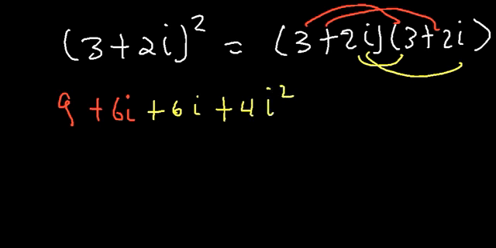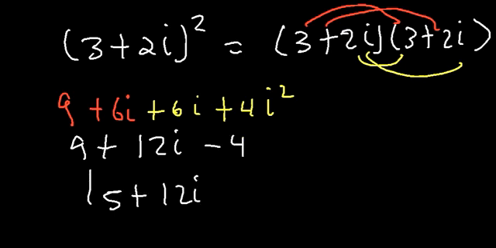And then follow the same steps. So 6i and 6i is 12i. 4i squared is negative 4. 9 minus 4 is 5. So we get 5 plus 12i.